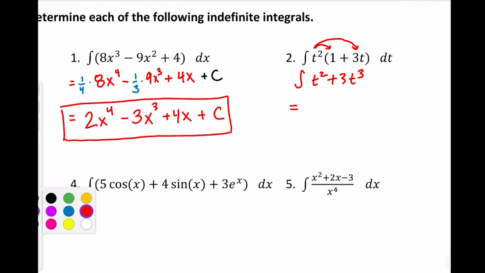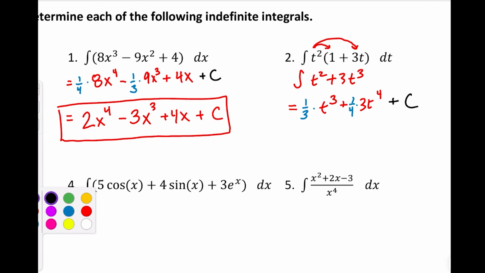So this is going to equal t cubed times 1/3 plus 3t to the fourth times a fourth, and then plus c. After cleaning this up, which there really isn't much to do, we get 1/3 t cubed plus 3/4 t to the fourth plus c. And that is our indefinite integral.